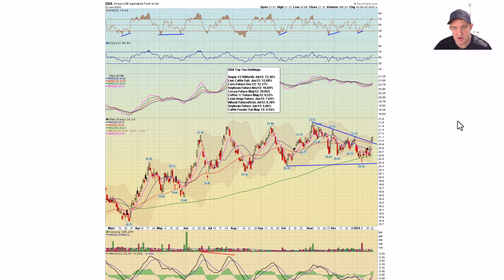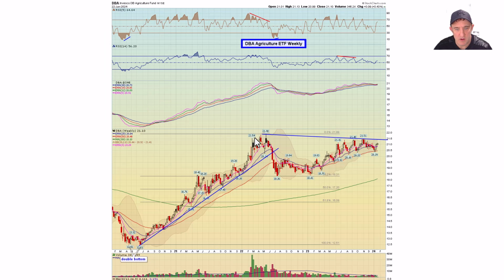Chart number 43, here's DBA. Like I said, it finally broke out of this consolidation pattern we've been showing for quite a while. Here's the bigger picture weekly chart. Kind of has a big cup and handle look. So if this breaks out eventually, that could be a pretty good move. So this is something to watch over time as well.